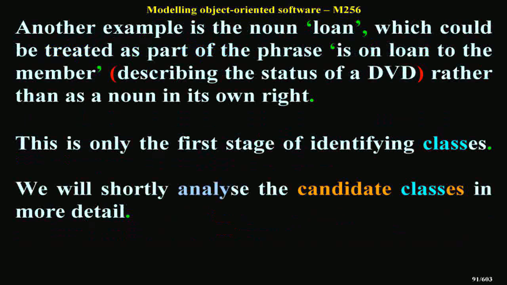Another example is the noun "loan," which could be treated as part of the phrases "on loan to the member" describing the status of a DVD rather than as a noun in its own right. This is only the first stage of identifying classes. We will shortly analyze the candidate classes in more detail.